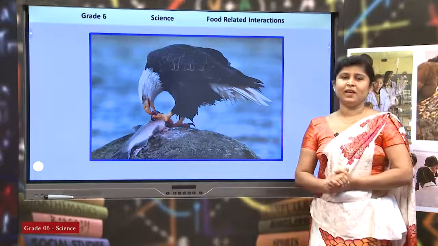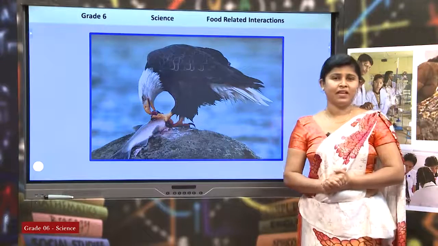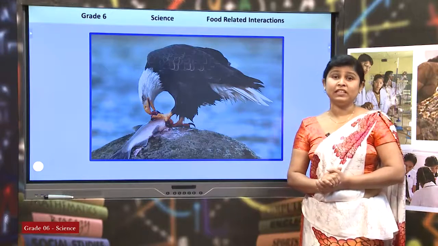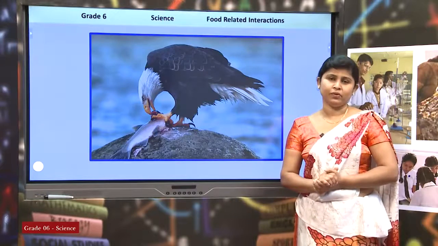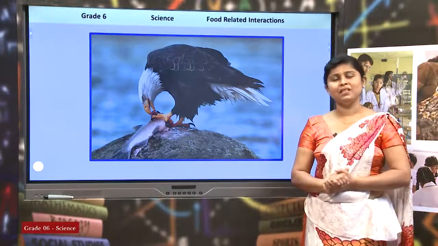Okay children, by looking at the pictures, you could understand that the animals in our environment can be divided into three groups according to their food. Some animals in our environment consume only plant material. Some animals consume only the flesh of other animals. And some other animals consume both plant material and flesh of other animals. By keeping that in your mind, let's move on to the next slide.